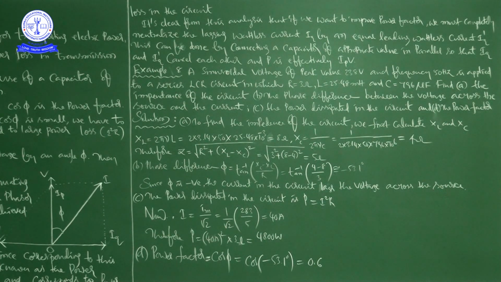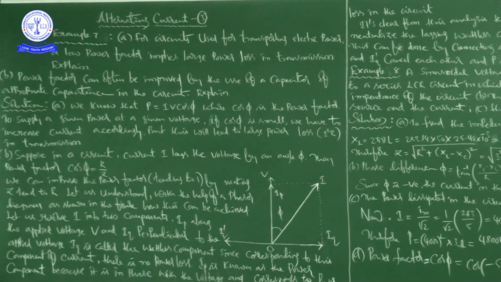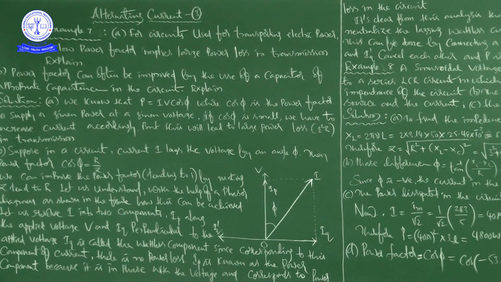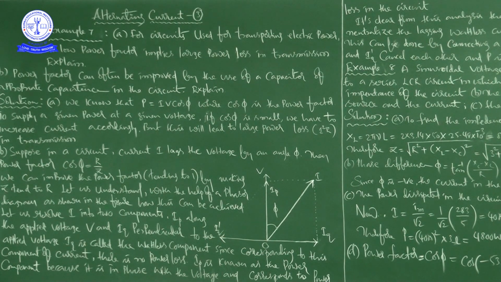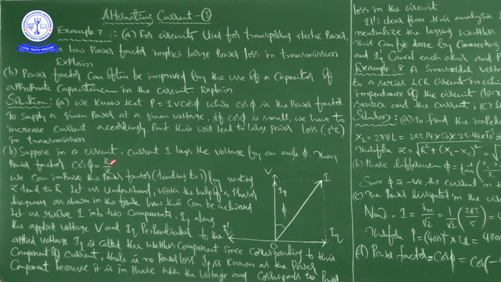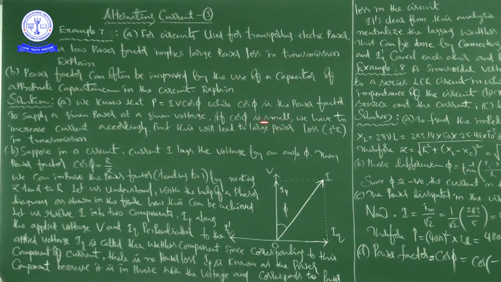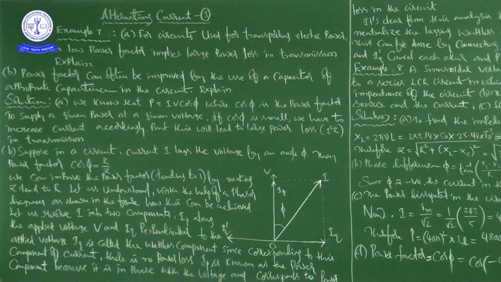So in this class we discussed two problems, example 7 and example 8. In example 7, there are two parts, A and B. In A we gave the reason, we explained how it is possible to transport electric power, and that a low power factor implies large power loss in transmission. While transporting electric power, a low power factor implies large power loss in transmission, that we explained. Because the current has changed accordingly to make cos phi small, that's why large power loss will be available.